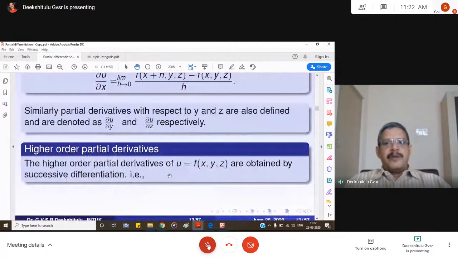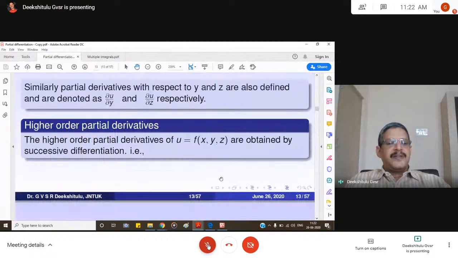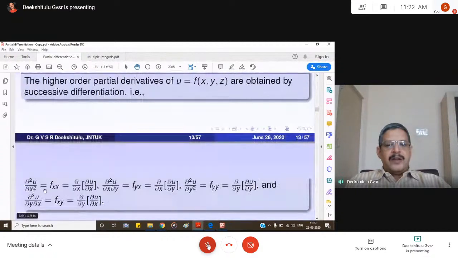The higher order partial derivatives of u = f(x, y, z) are obtained by successive differentiation. That is, the second order derivatives we have are ∂²u/∂x², ∂²u/∂x∂y, ∂²u/∂y², ∂²u/∂y∂x. We have 4 second order derivatives.